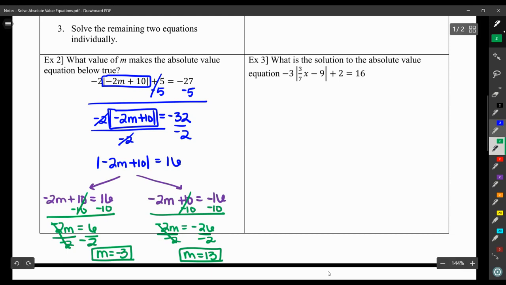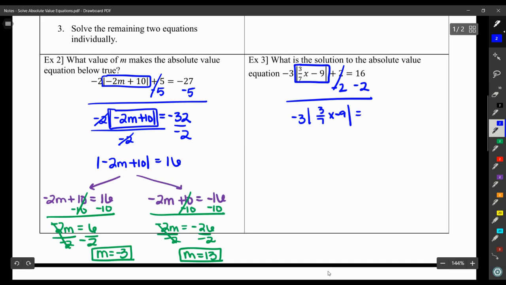Let's look at 3. So for 3, same idea. Take a minute, pause the video, get this absolute value isolated first, and then unpause and see if you're correct before you move on. So with this absolute value, we're going to have to subtract 2 first, get minus 3 or negative 3 times the absolute value of 3 over 7x minus 9 equals 16 minus 2 makes 14.